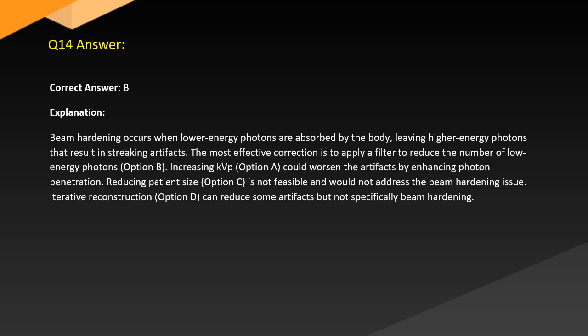Answer. Correct answer: B. Explanation. Beam hardening occurs when lower energy photons are absorbed by the body, leaving higher energy photons that result in streaking artifacts. The most effective correction is to apply a filter to reduce the number of low-energy photons. Option B. Increasing kVp, option A, could worsen the artifacts by enhancing photon penetration. Reducing patient size, option C, is not feasible and would not address the hardening issue. Iterative reconstruction, option D, can reduce some artifacts, but not specifically beam hardening.